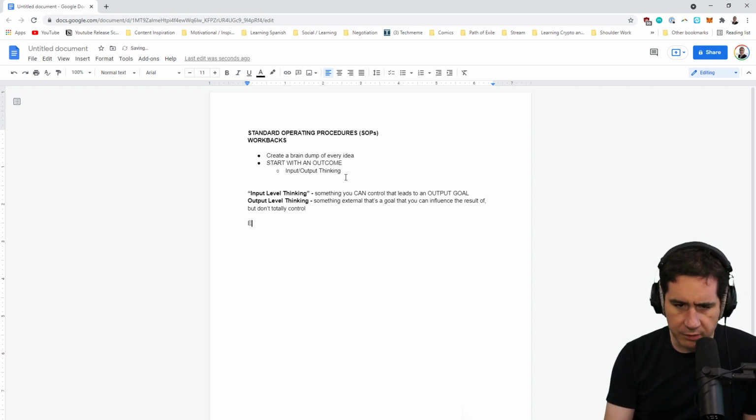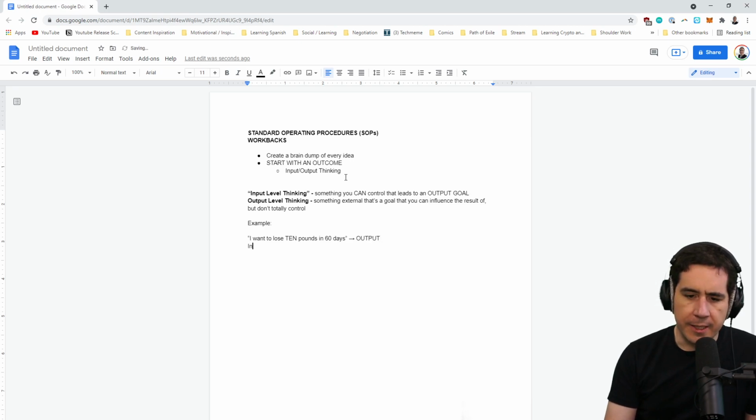It's not going to make a lot of sense until I put it into an example. For example, if I say I want to lose 10 pounds in 60 days, that's the output. Then the input might be play tennis, 30 minutes every day, 5 days a week. Or the input might be lower sugar consumption, or remove sugar.